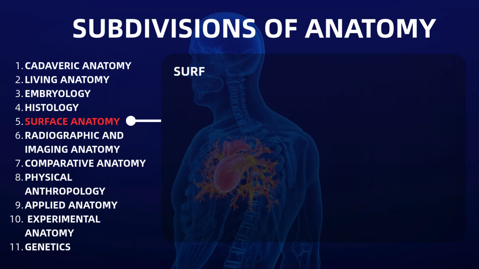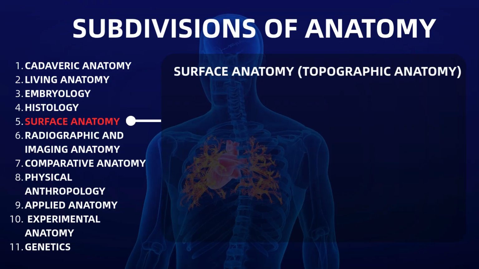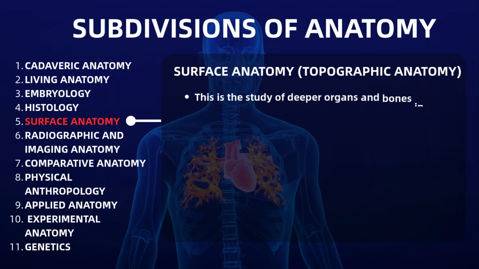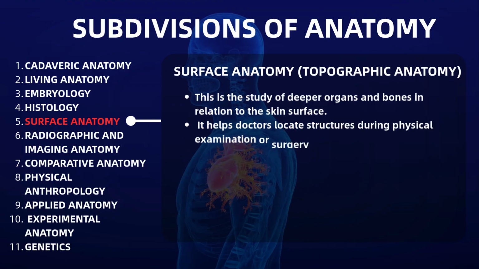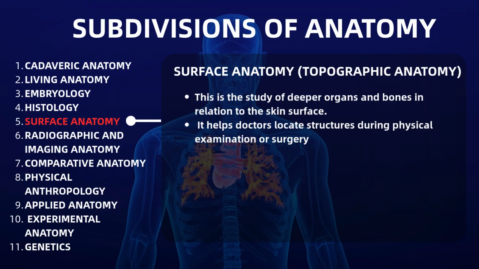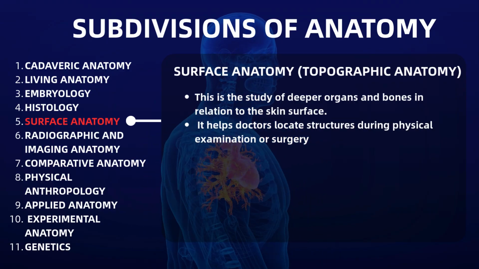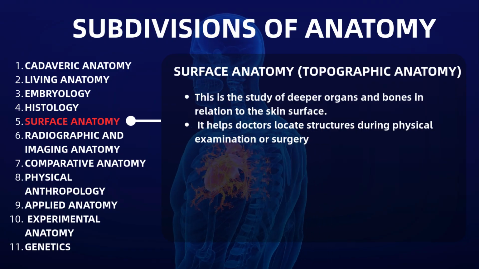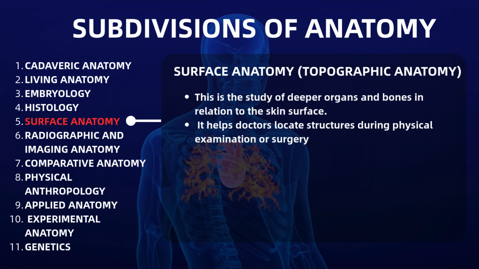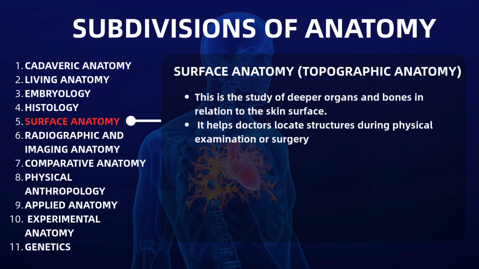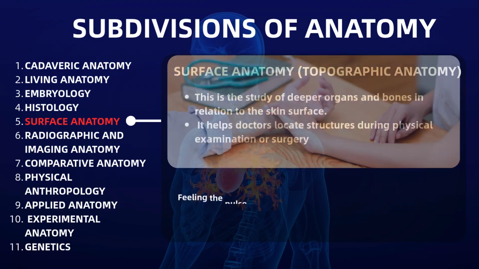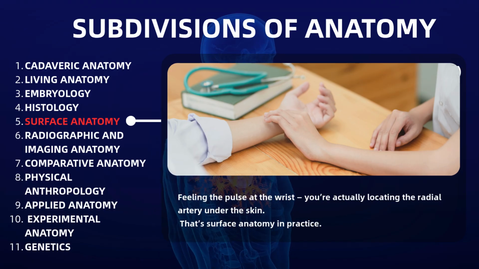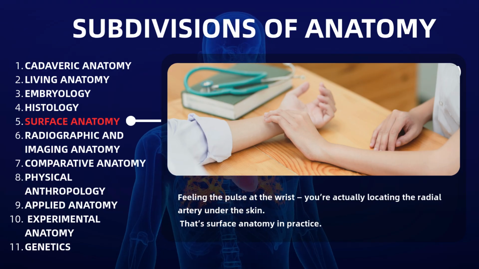Now let's talk about surface anatomy, which is also called topographic anatomy. Surface anatomy is the study of deeper organs and bones in relation to the skin surface. It helps doctors locate structures during physical examination or surgery. So, surface anatomy means learning about inner or deeper structures by observing the outer skin. Example, feeling the pulse at the wrist. Here, you are actually locating the radial artery under the skin. That's surface anatomy in practice.